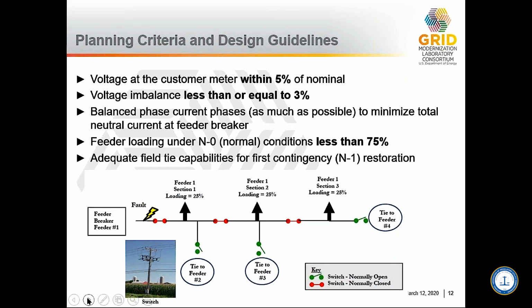And now the mitigation options become: I need to transfer customers from that feeder to alternative feeders. So the customers on section 1 that's loaded at 25%, that 25% of load can be transferred to feeder number 2 via that tie. The customers on section number 2, the middle section, can be transferred to feeder number 3, and the 25% loading on section number 3 can be transferred to feeder number 4. And the assumption is that feeders number 2, 3, and 4 are loaded at 75% and therefore have the capacity to pick up 25% of the loading from the feeder that's faulted.